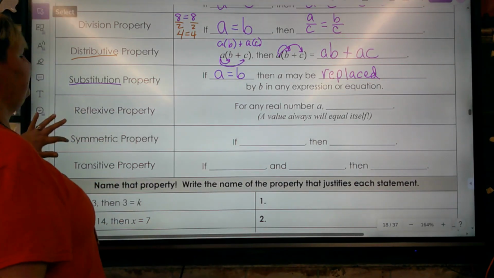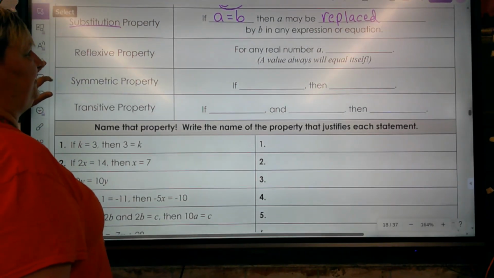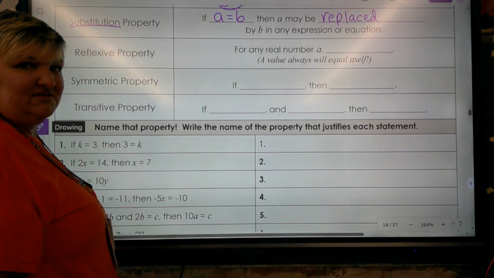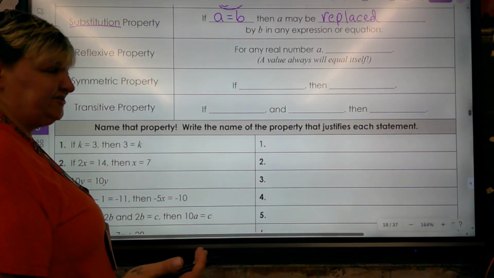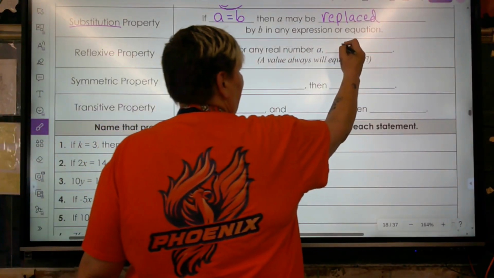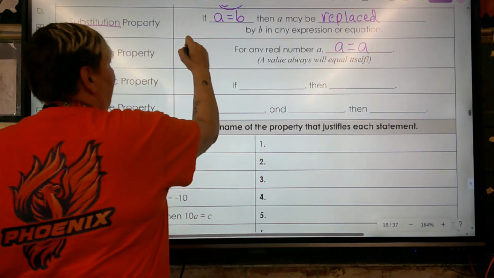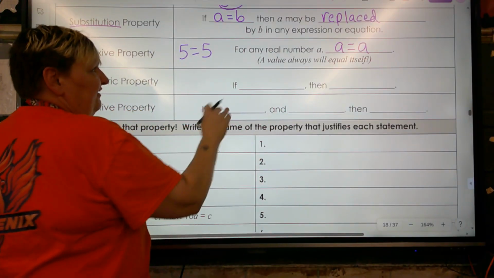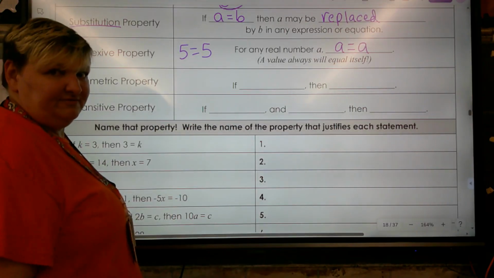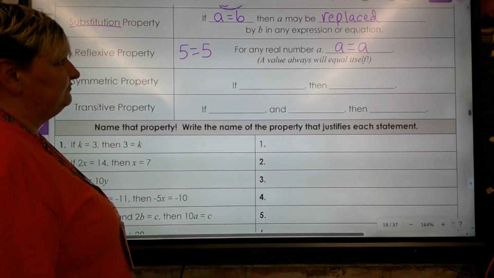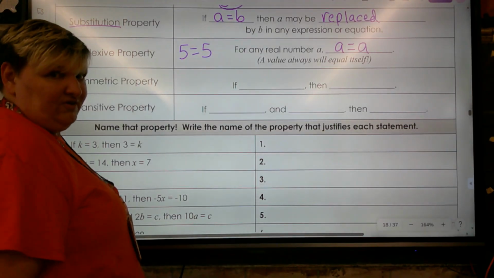All right, next up is reflexive property. And it's what it sounds like. It's the reflection, reflexive, reflection. For any real number A, A equals A. So 5 is always going to be equal to 5. They are reflexive. Five is 5.